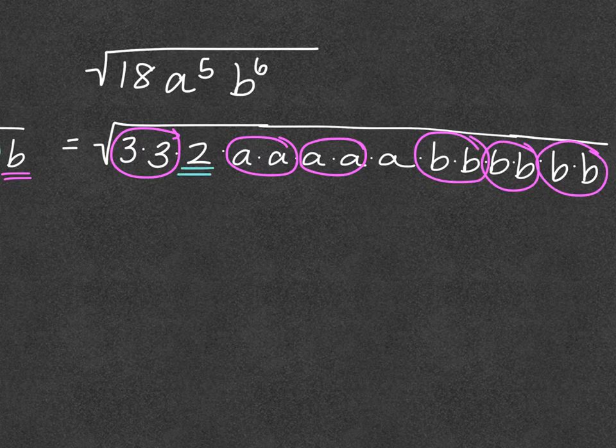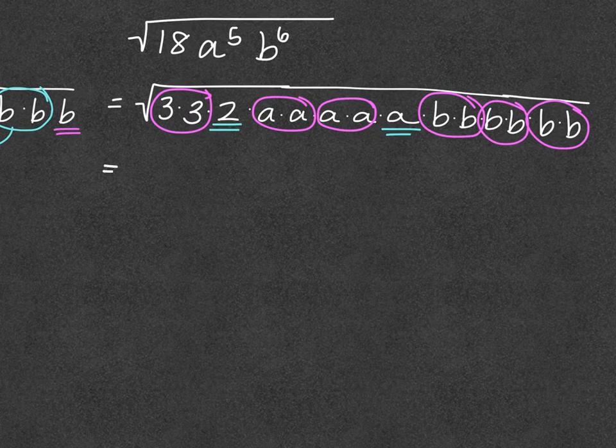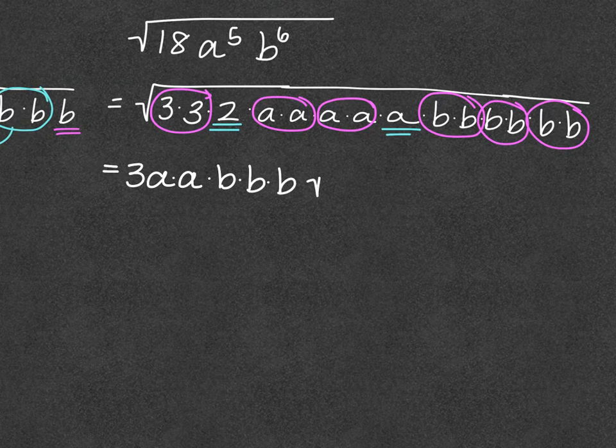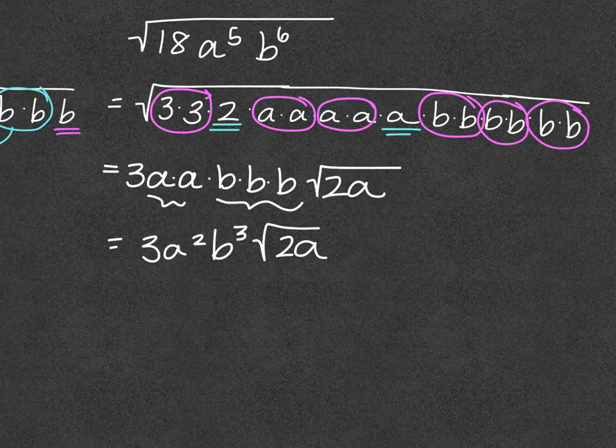So the ones I have alone are the 2 and the A. So they're going to stay inside. Unfortunately, they do not have a twin to go outside, so they are going to stay inside. So on the outside, I have a 3, I have an A, another A, a B, a B, a B, square root of 2 times A on the inside. Now, 3 B's can be combined and 2 A's, so I get 3A squared times B cubed, square root of 2 times A.